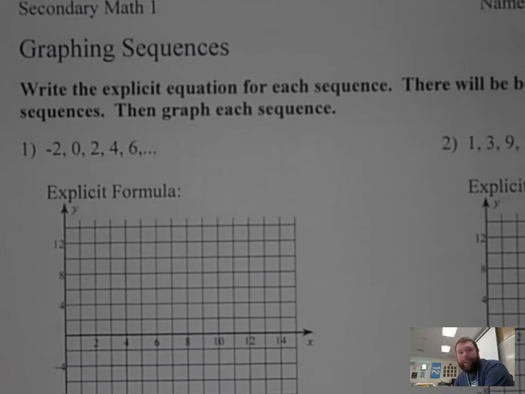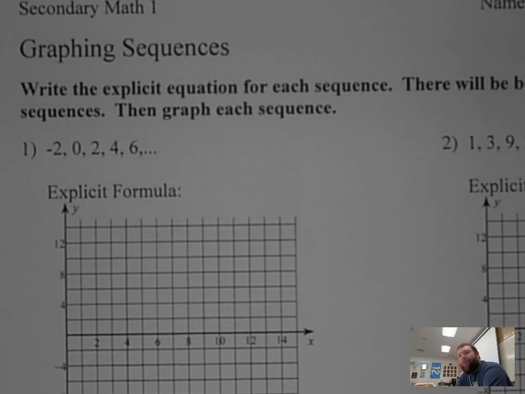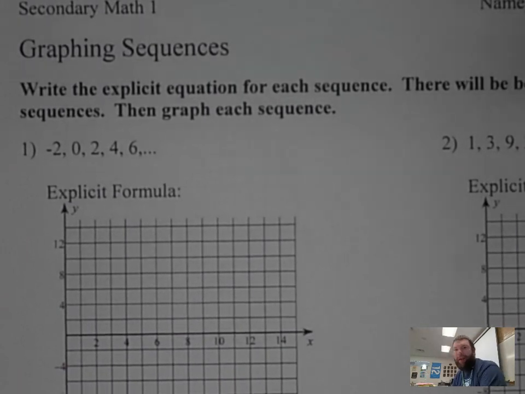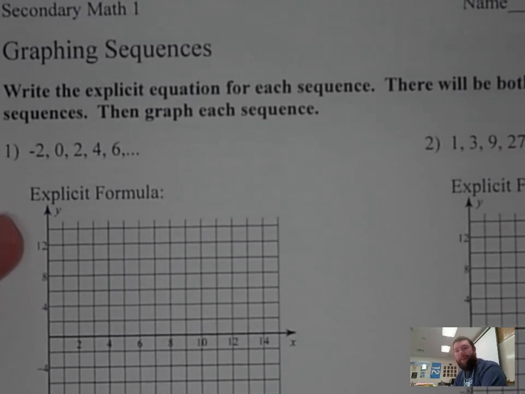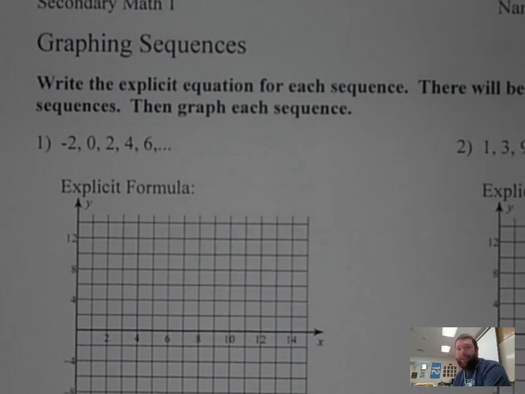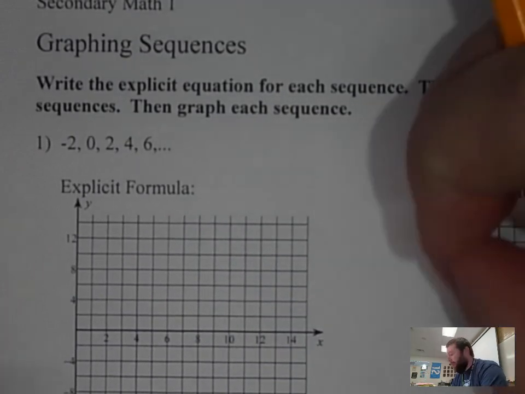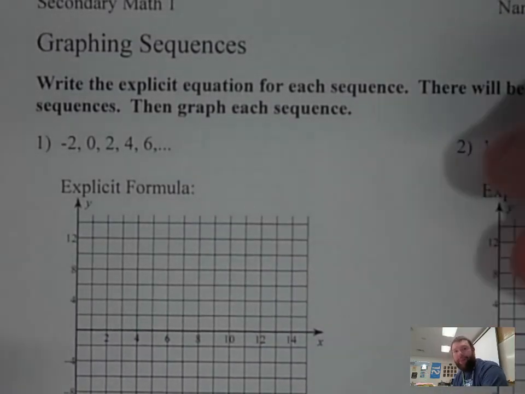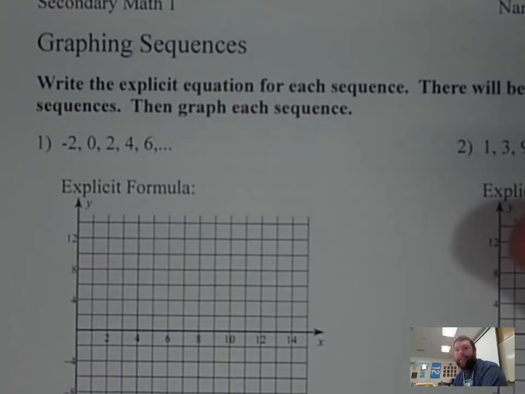Hello, everybody. So, today we're going to be talking about graphing sequences. How this is going to be set up is we have a worksheet with a variety of different sequences, both arithmetic and geometric. We're going to be finding the explicit formula, even though we aren't using it, just to practice it. And then we're going to graph the sequences.